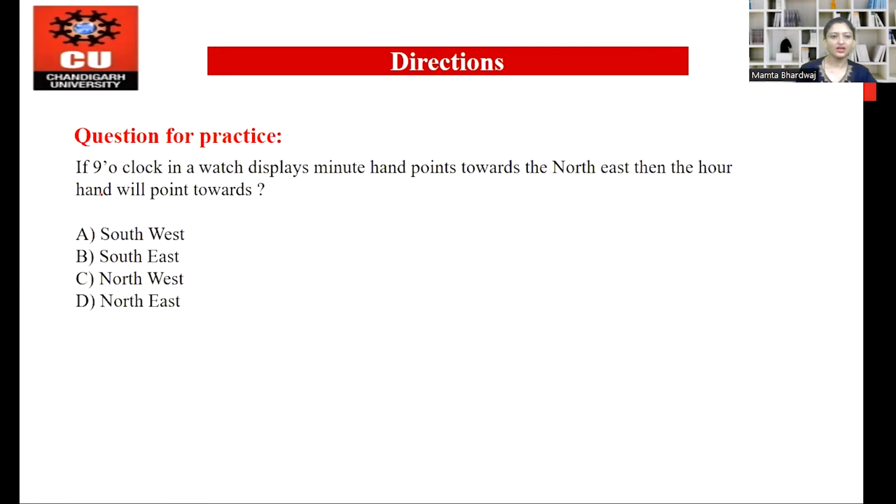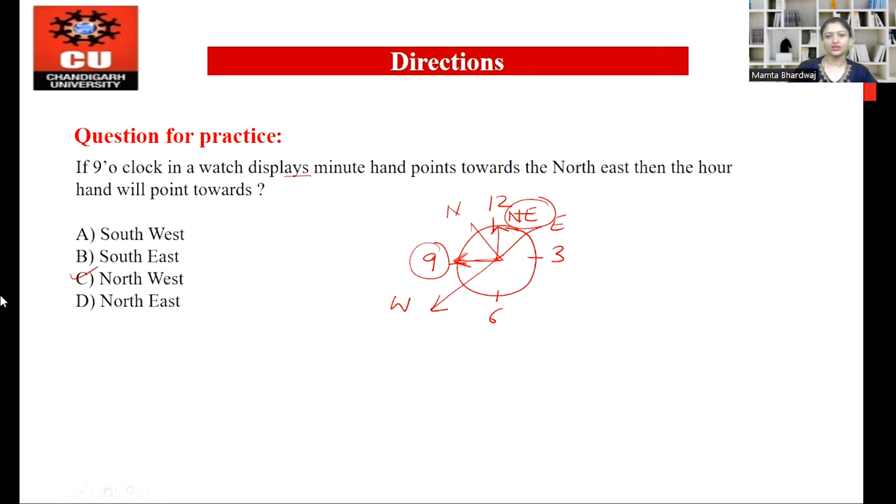Let's do one question. If 9 o'clock in a watch displays the minute hand towards the northeast direction, again we will make the dial of the clock. So at 9 o'clock, this is the minute hand. It points northeast, not north. Then the hour hand will point towards this hand. This is between north and east, and this is east, and the opposite is west. So 9 is between north and west, which means the hour hand points towards northwest at 9 o'clock when the minute hand points towards northeast. So northwest is the correct one.